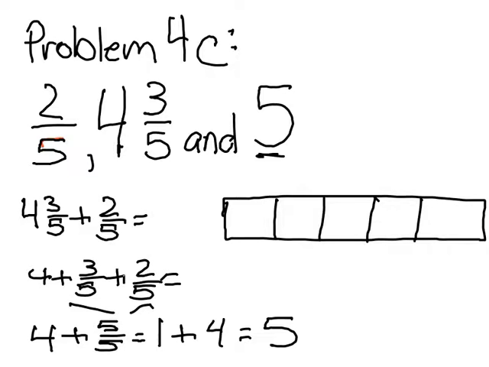Now I want to divide one of these into fifths, because I'm going to subtract 2/5. So I'll write out the problem. 5 minus 2/5 equals 1. So let's do this. 1/5, 2/5, 3/5, and 4/5.